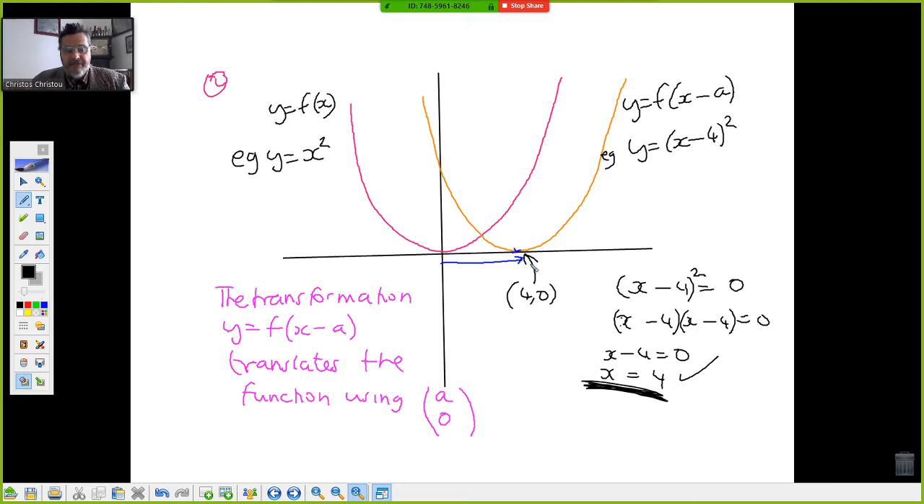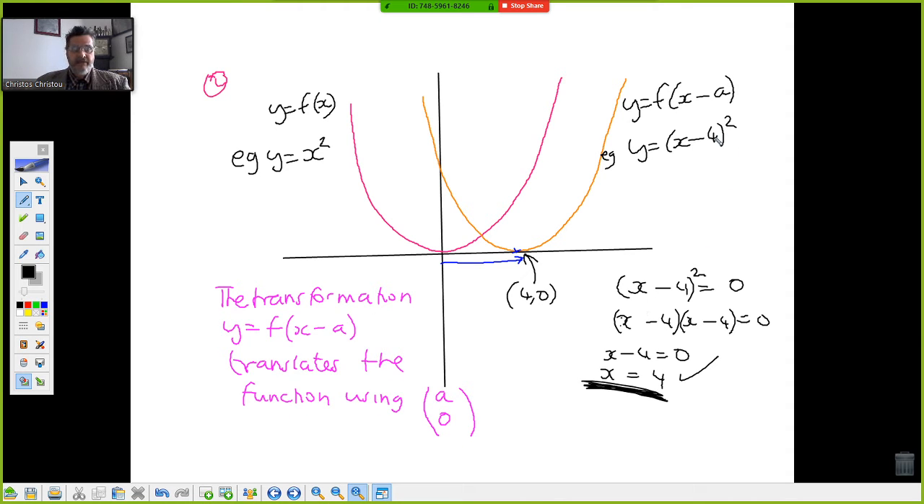So if the root is 4, it's not minus 4 over here. So even though this would appear, you should take the pink graph and take it to the left, it actually translates to the right. Counterintuitive, but hey, I know you get this maths. You can see why x is 4 and not minus 4. So this transformation of y equals f of x minus a translates the function using a0.